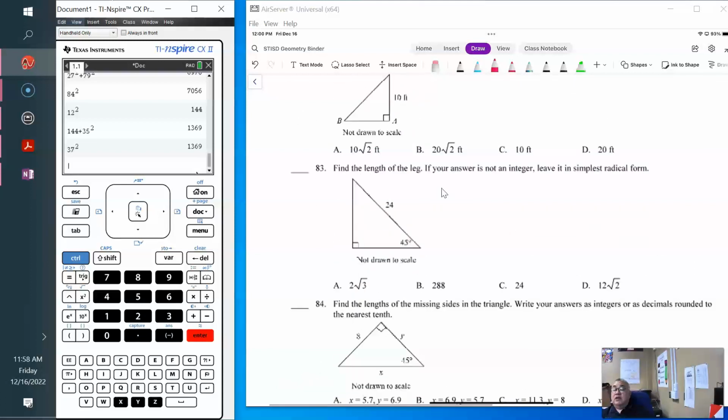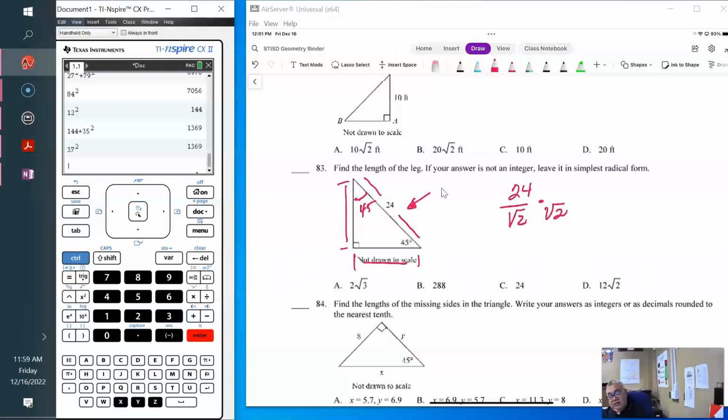83. Find the length of the leg. If your answer is not an integer, leave it in simplest radical form. So this is 45, 45, 90. This is 24. So you know that this length is going to be the same as each other, the two legs. So we know that this will include square root of 2. So for me to take that out, it's going to have to be 24 divided by the square root of 2.